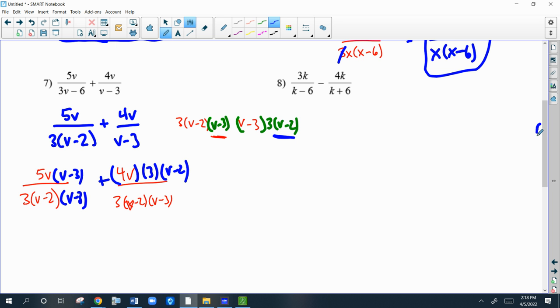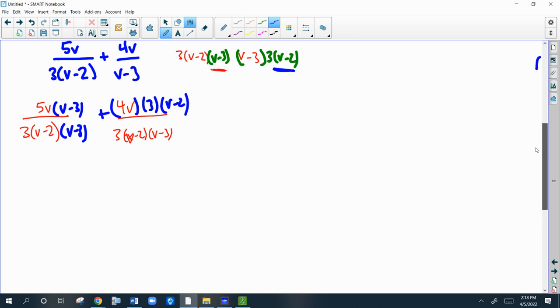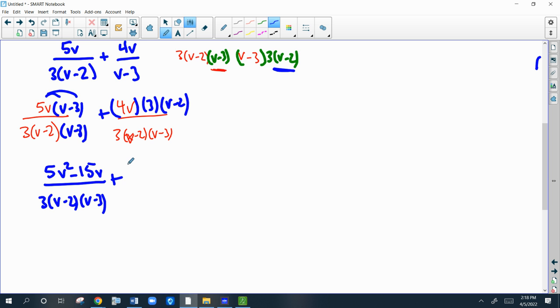So this one's taking a bit longer, but it's not too bad. Here I'm going to distribute the 5v. So 5v squared minus 15v over that common denominator of 3 times v minus 2 times v minus 3. And then here, it's going to be 12v, 4v times 3. And then I'm going to have to distribute that as well. I'm just going to do that in 2 steps. You can do that in 1 step if you're very comfortable.